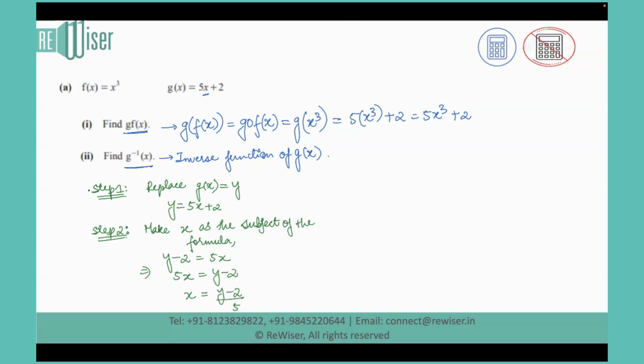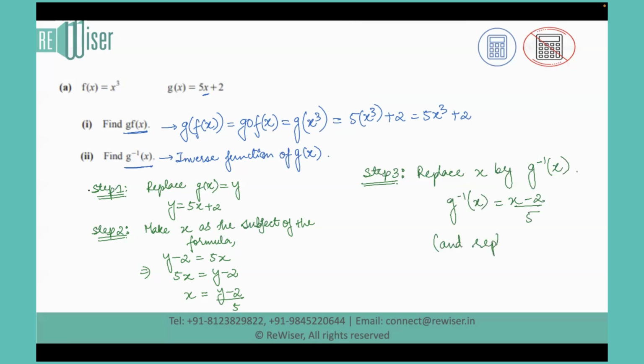Now moving on to the next step, step 3, where we would be replacing x by g inverse of x, and replacing y by x. So this resultant would be the inverse of function g(x). Thank you.